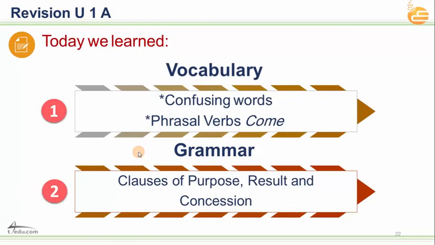Now, that was a quick revision for you. We got some good vocabulary about Unit 1. We got a set of confusing words like top, height, peak. And we talked about phrasal verbs, some verbs you need to remember with come. And the last part was about grammar, where we got clauses of purpose, result, and concession, like despite of, or despite the fact, even though, so that. You need to remember how to use them correctly, or change one sentence into another using these clauses of purpose, result, and concession.